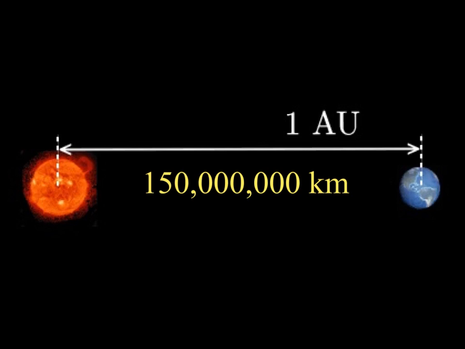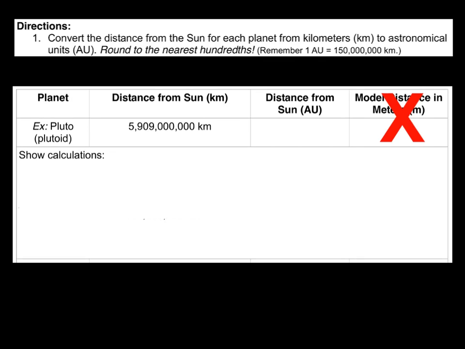And so we're going to figure out what the distances for all the other planets are in astronomical units, knowing the distances in kilometers. Your workbook should already be open, so we're going to read the directions and only focus on number 1 for today. Convert the distance from the sun for each planet from kilometers, km, to astronomical units, capital A, capital U, and we're going to round to the nearest hundredths, okay?